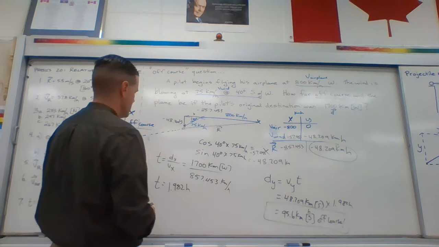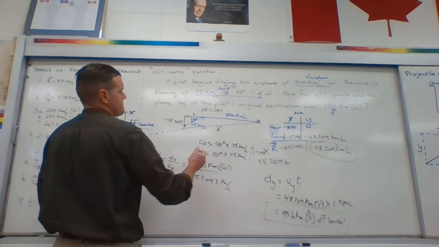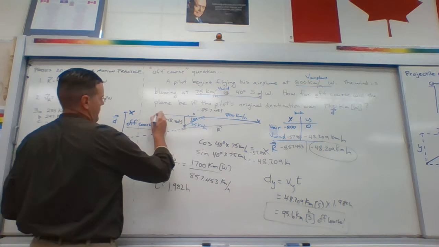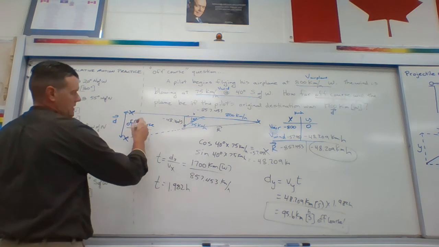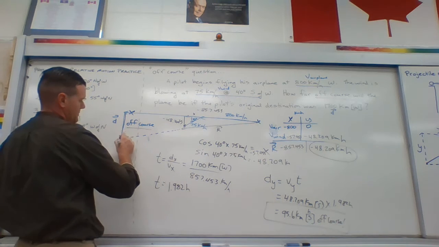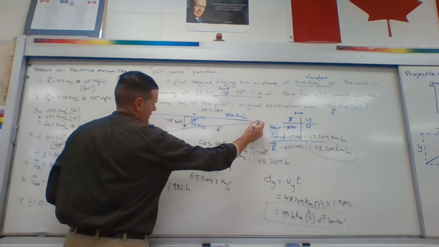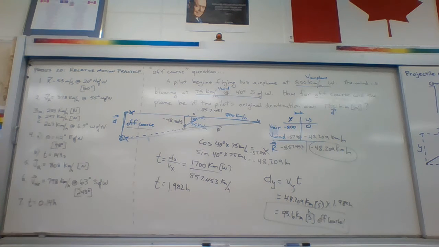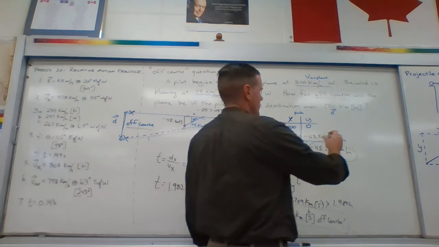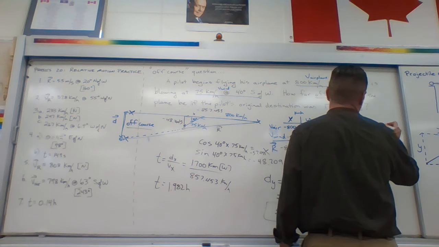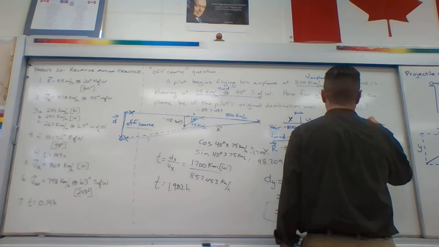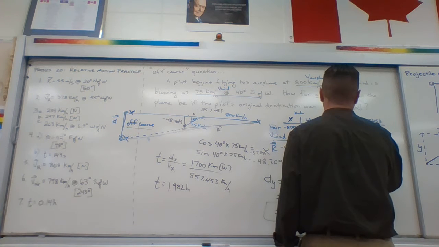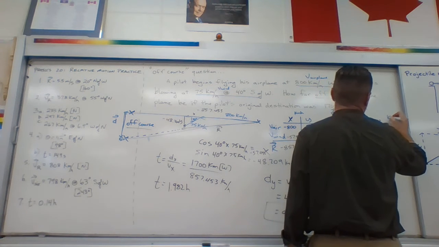Where's my red? I'll just use black, I guess. No, I'll use blue. My displacement triangle would be from my origin all the way out to my destination. And then this would be my distance off course. And then this would be a displacement resultant. One other way you could look at it too. Maybe I could just sketch it a bit smaller. So this would be 857.453, and this would be 48. And this is in kilometers per hour.